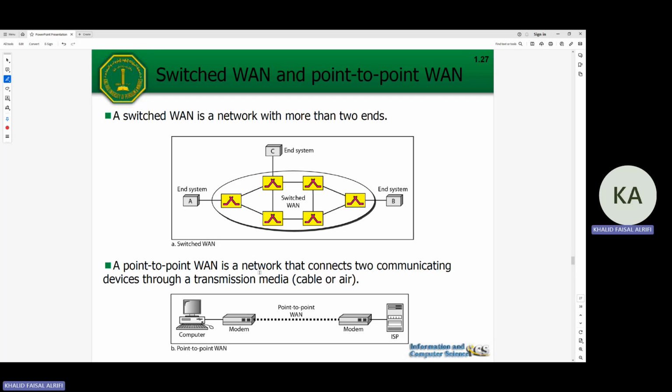A point-to-point WAN is a network connecting two communication devices through a transmission medium. It's point-to-point when we have two entities only. If I have more than two, we will use the switched WAN, not the point-to-point WAN.